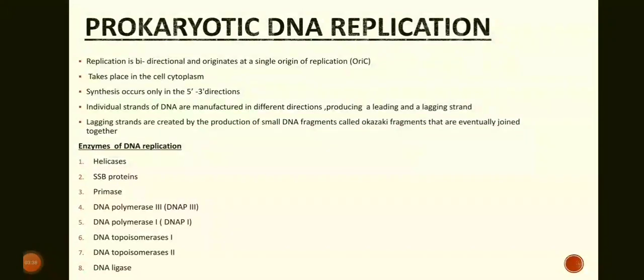Next enzyme is DNA topoisomerase I. Its function is that it relaxes the DNA helix during replication through creation of a nick in one of the DNA strands. Next enzyme is DNA topoisomerase II. It relieves the strain on the DNA helix during replication through the creation of nicks in both strands of DNA. And the last enzyme for prokaryotic DNA replication is DNA ligase. It forms a 3' to 5' phosphodiester bond between adjacent fragments of DNA.